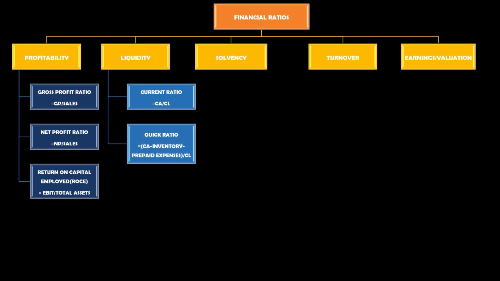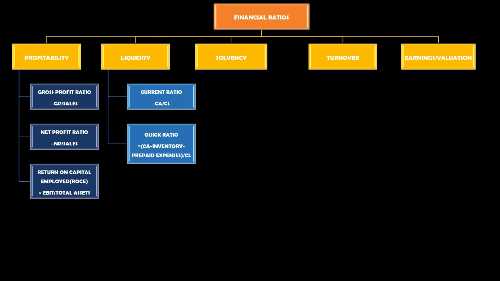Quick ratio, also known as the asset test ratio, is defined as quick assets upon current liabilities. Quick assets are defined as current assets minus inventories minus prepaid expenses. The asset test ratio is a fairly stringent measure of liquidity. It is based on only those current assets which are highly liquid. Inventories are excluded from the numerator of this ratio because inventories are deemed to be the least liquid component of current assets.